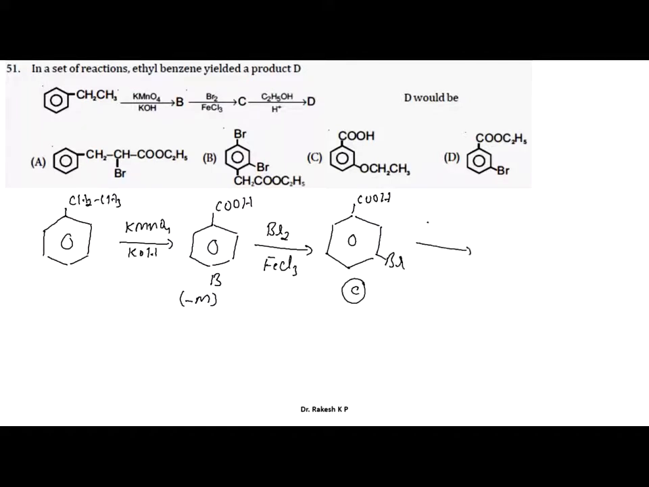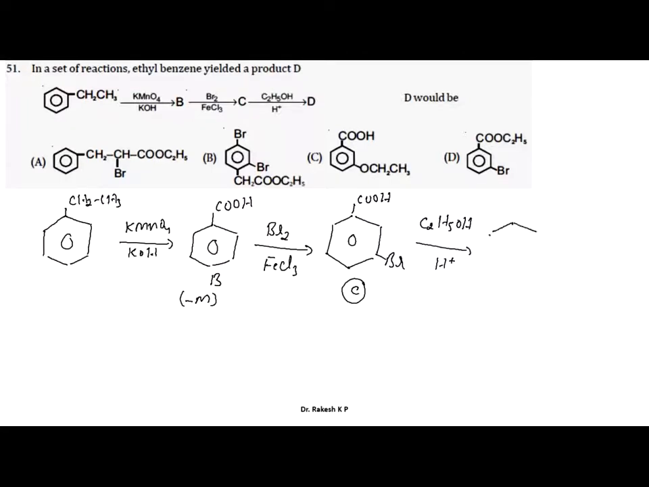Next one, see the next one here. We are having ethyl alcohol, and again we are having H plus. That means we know that whenever the alcohol reacts with the carboxylic acid, it undergoes dehydration to form the ester. There is an esterification reaction here.